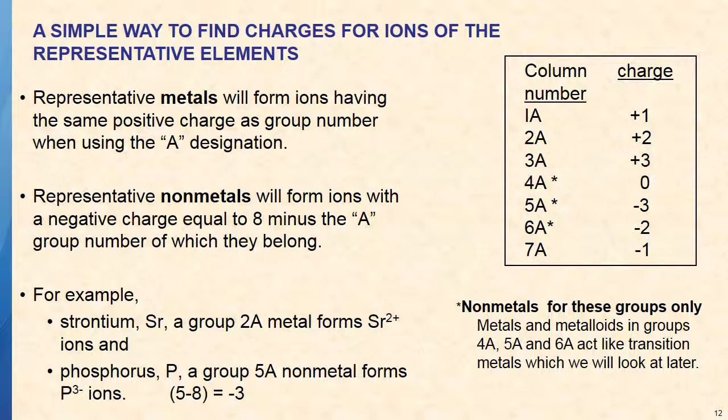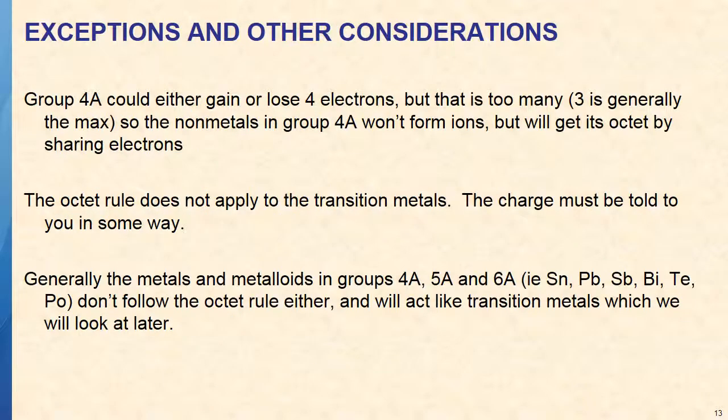I didn't mention group 4A. Group 4A, of course, is halfway full. It needs 8 and it has 4. So it could either lose 4 or gain 4, but 4 is a lot to lose or gain. And so actually the nonmetals in group 4A will not form ions. They form bonds through covalent bonding, which we'll look at in the next unit. So group 4A could lose or gain 4, but generally they only get their octet rule by sharing electrons.